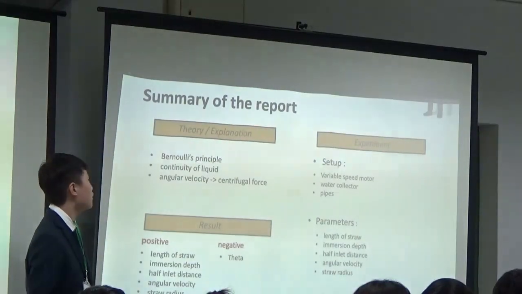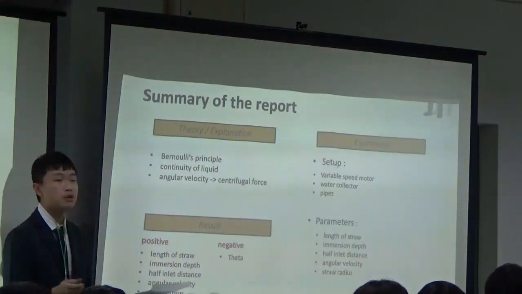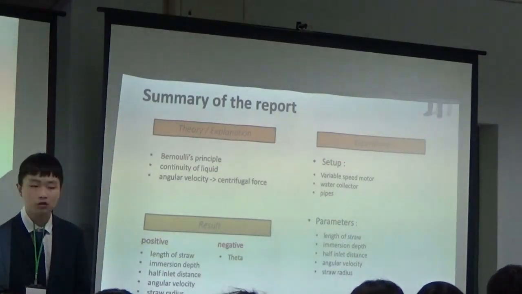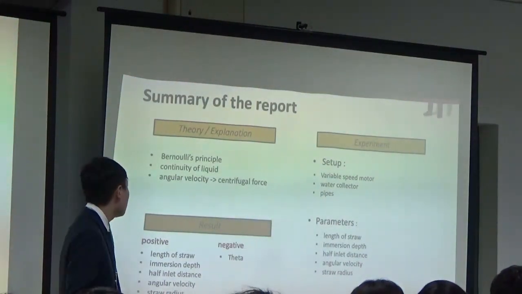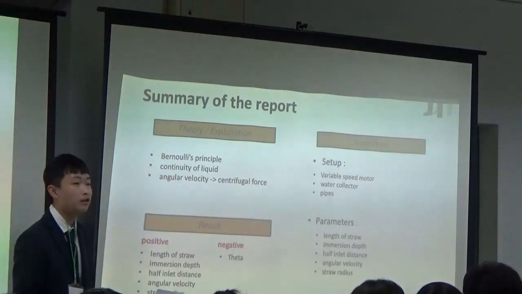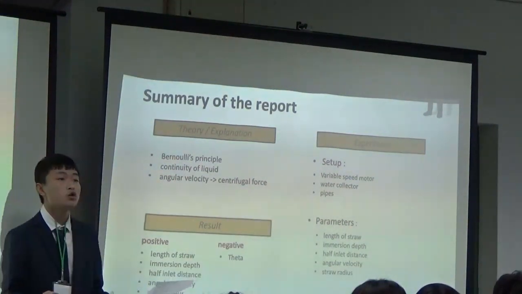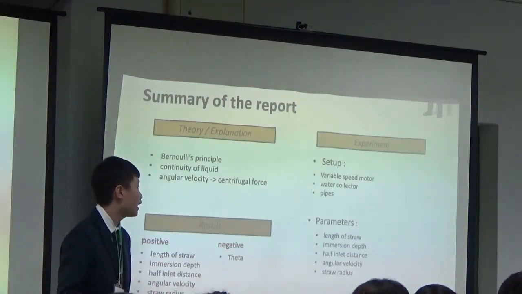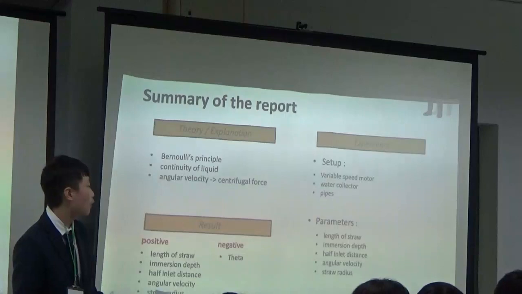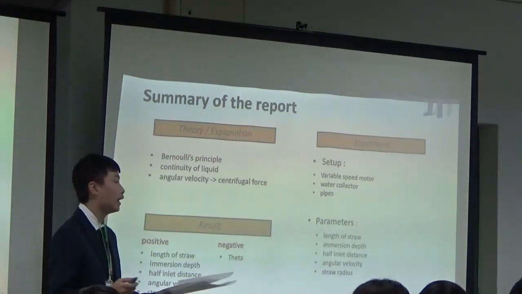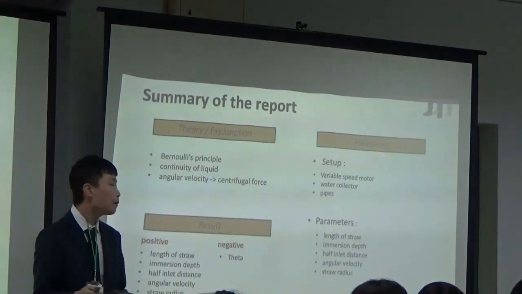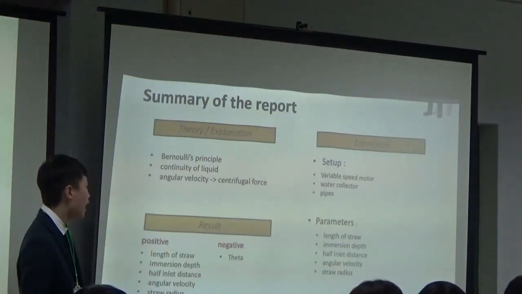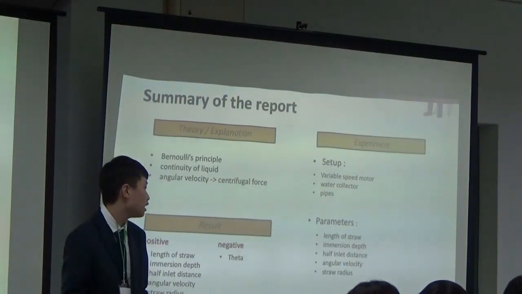And secondly, for the theory, the reporter has used the Bernoulli principle and the continuity of a liquid to discuss how the water has filled the pipe of the pumping straw, and also the angular velocity to discuss the centrifugal force, which caused the water to pump out through the pumping straw. And as for the experiment, the setup has a variable speed sensor, a water collector, and pipes. And they can control the parameters of length of the straw, immersion depth, half inlet distance, angular velocity, and straw radius.